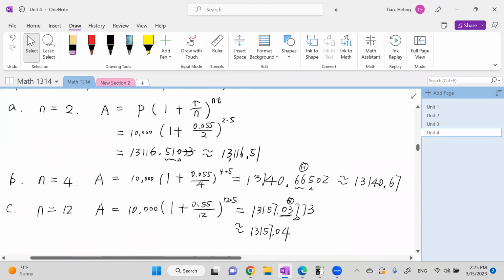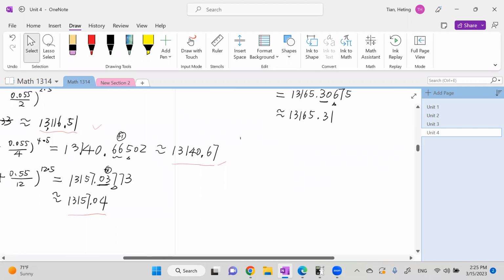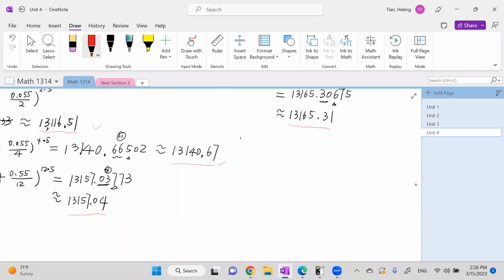And you see, if the n is 2, we are having this amount of money. If we have 4, we have this amount of money. You see, the money is increasing, right? Yeah, and if the n is 12, the money is increasing more. If we have compound continuously, we have the most money. That means if we compound more often in a year, we get more future value.